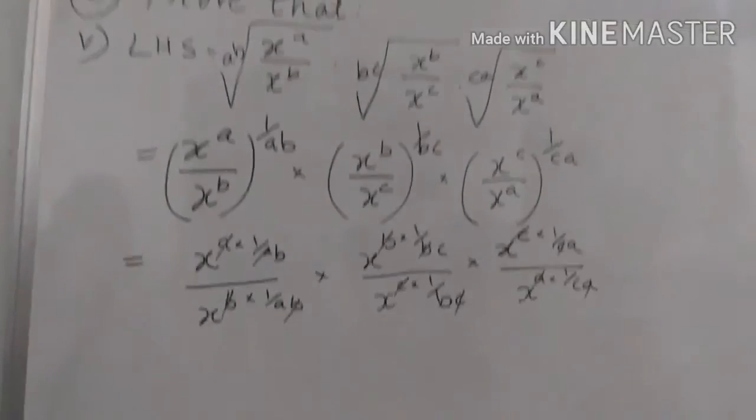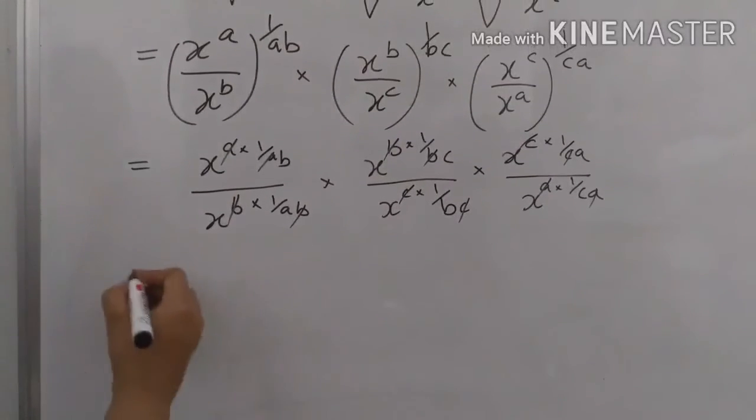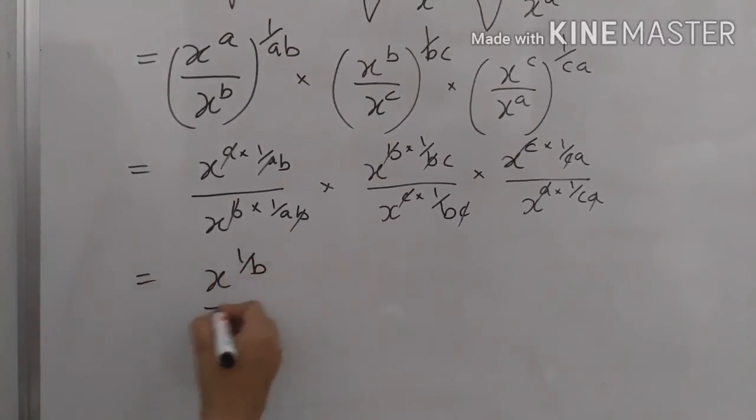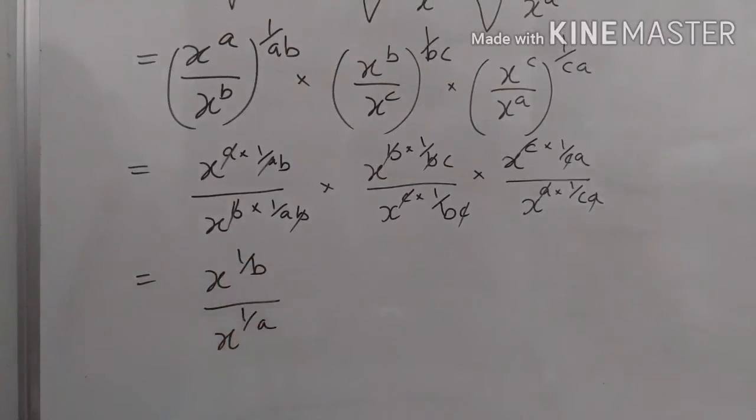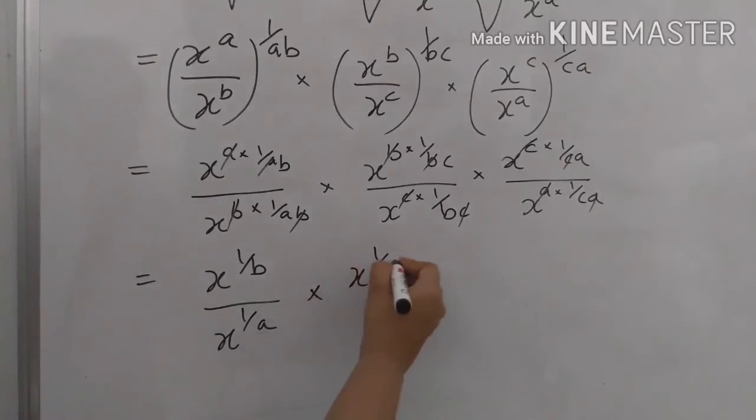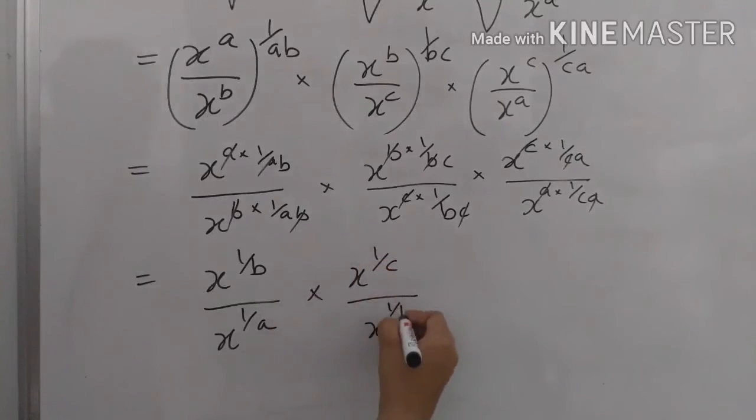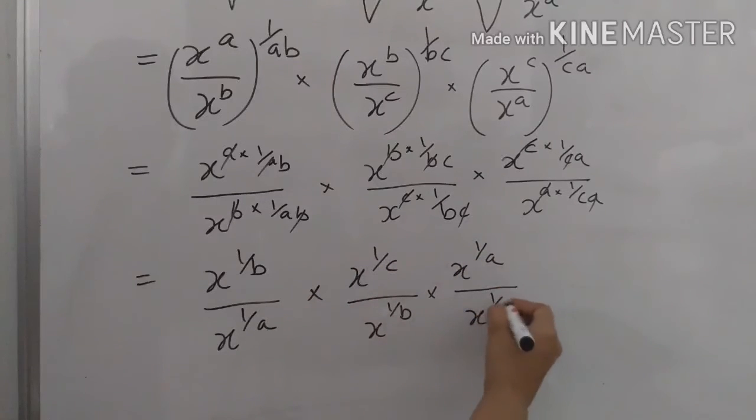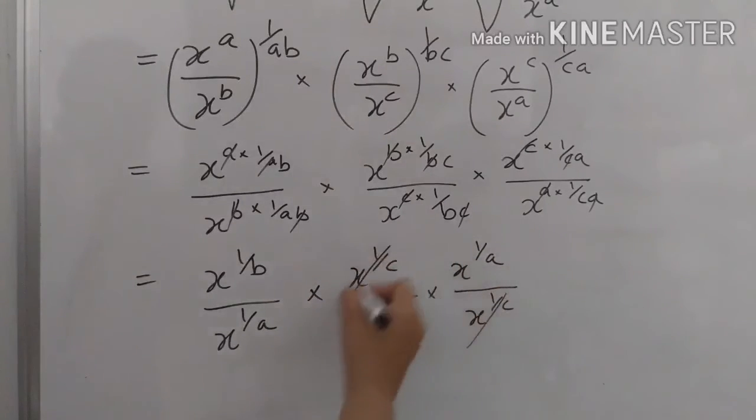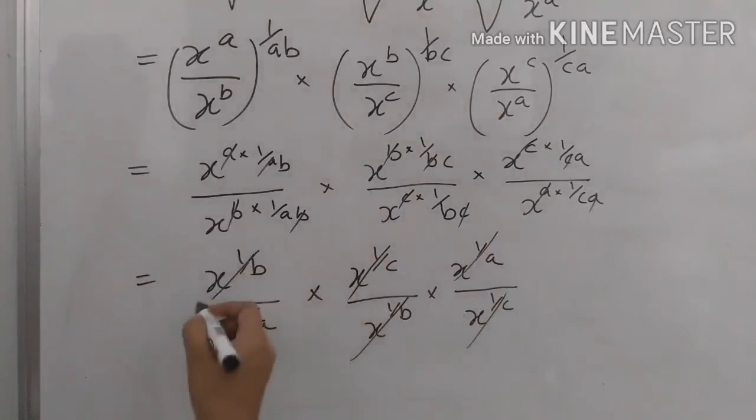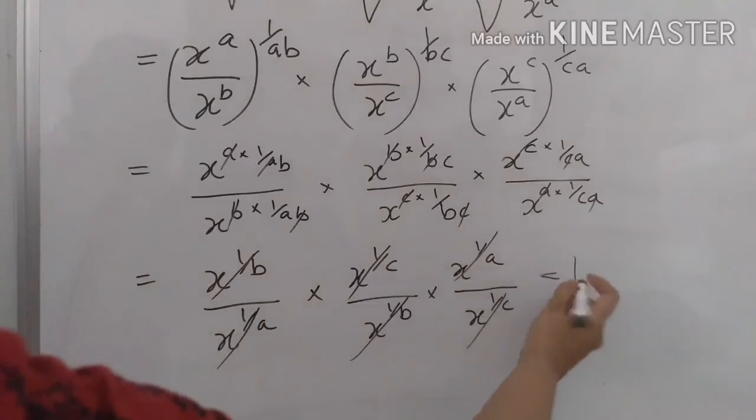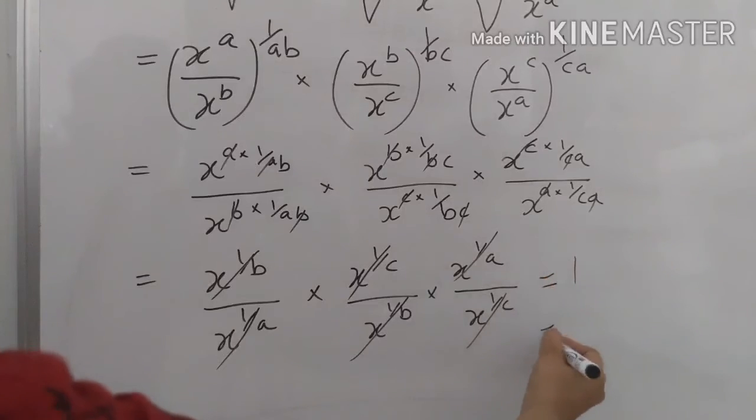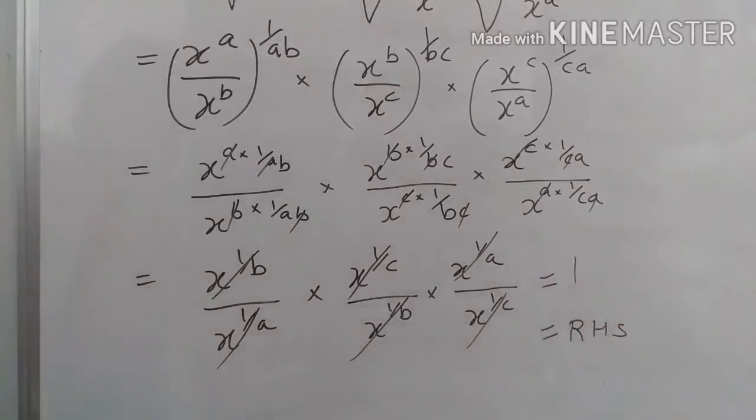Now the next step is x raised to 1 by B, here x raised to 1 by A. This is what we have left, into x raised to 1 by C, here x raised to 1 by B, here x raised to 1 by A, x raised to 1 by C. So we can cancel all the terms, because they all are in multiplication. So nothing is left, 1 is the answer, and which is our right hand side.